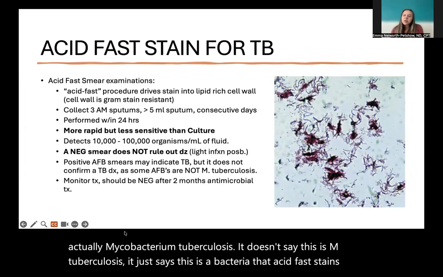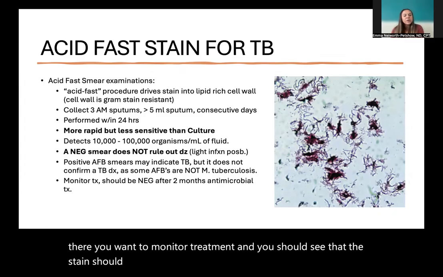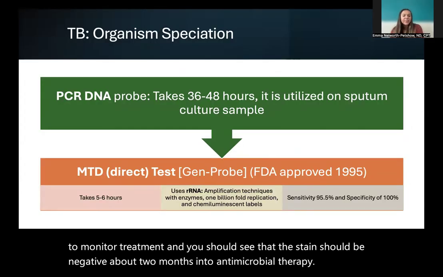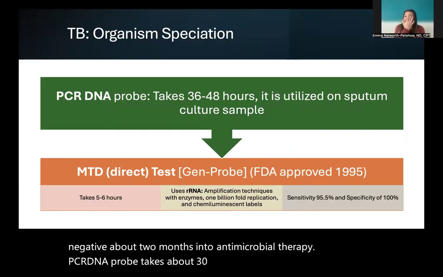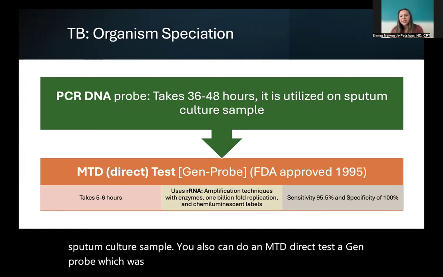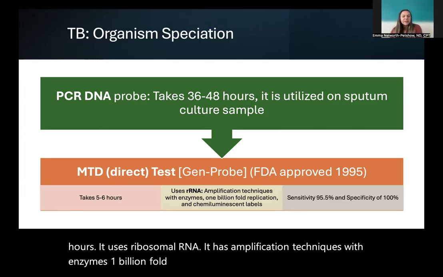From there, you want to monitor treatment, and you should see that the stain should be negative about 2 months into antimicrobial therapy. PCR DNA probe takes about 36 to 48 hours, and it's utilized on a sputum culture sample. You also can do an MTD direct test, a Gen-Probe, which was approved over like 30 years ago. It takes 5 to 6 hours. It uses ribosomal RNA. It has amplification techniques with enzymes, 1 billion-fold replication, and chemiluminescent labels.